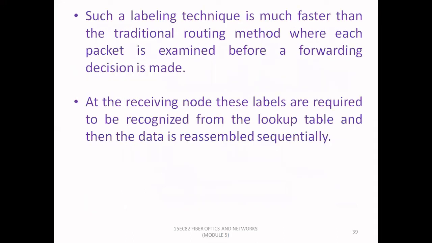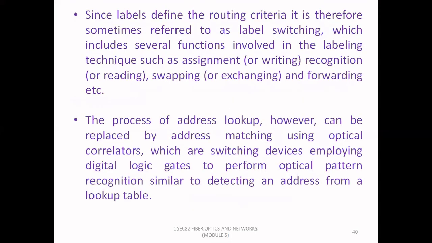Such a labeling technique is much faster than the traditional routing method, where each packet is examined before a forwarding decision is made. At the receiving node, these labels are required to be recognized from the lookup table, and then the data is reassembled sequentially. Since labels define the routing criteria, it is therefore sometimes referred to as label switching, which includes several functions involved in the labeling techniques such as assignment, recognition, swapping, and forwarding, etc.